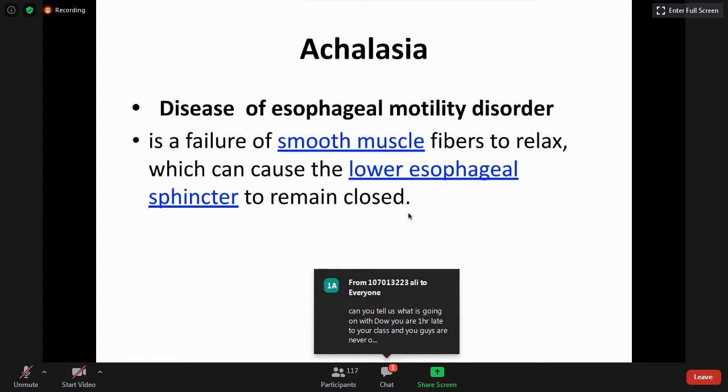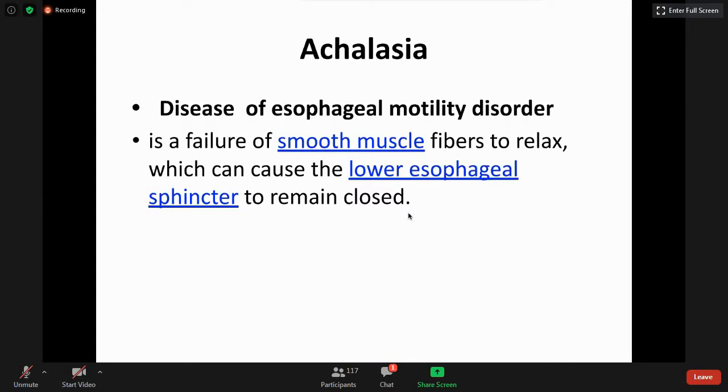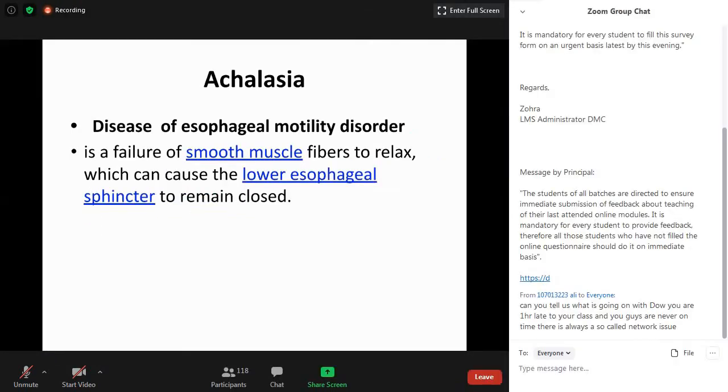Usually, when food comes into the esophagus, the esophageal sphincter opens and the food goes into the stomach. But in this abnormality or disease, the lower esophageal sphincter does not open and remains closed. So the food stays in the esophagus.